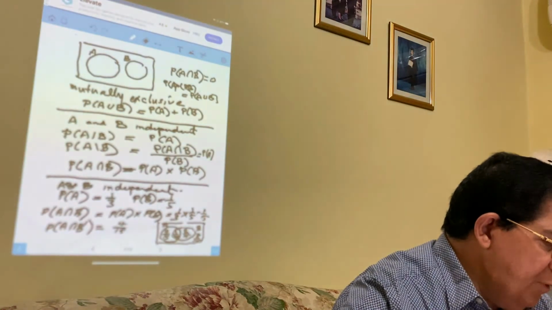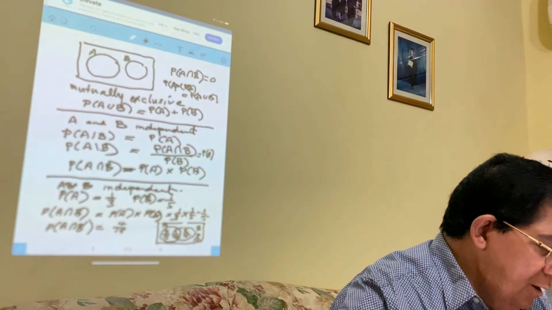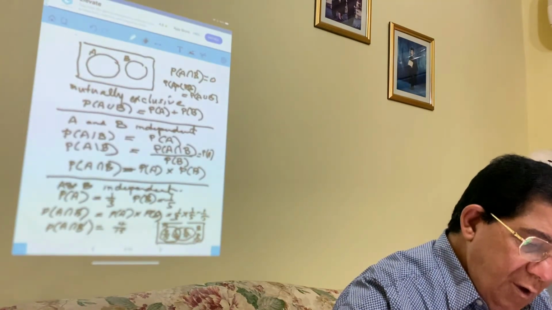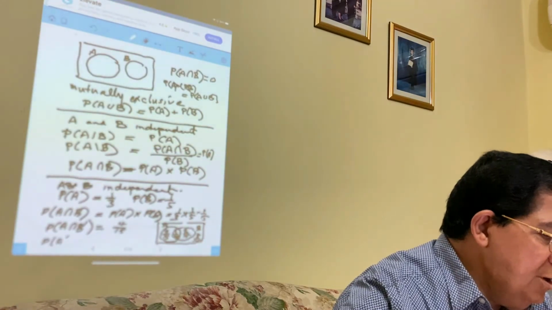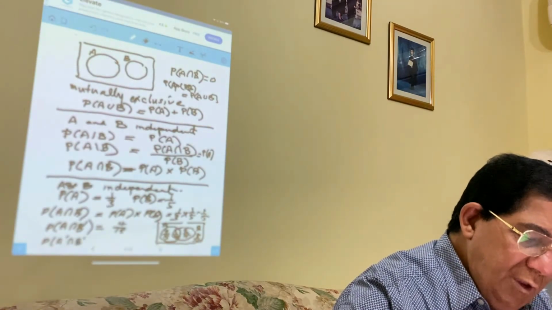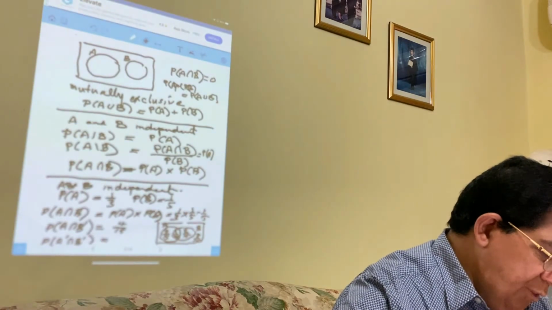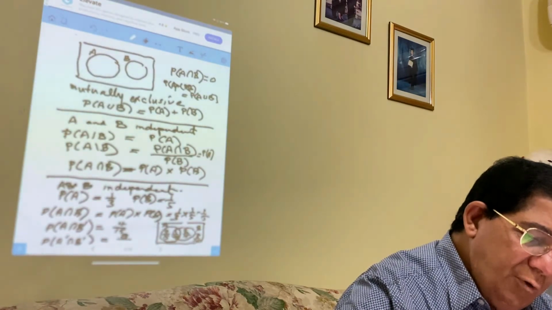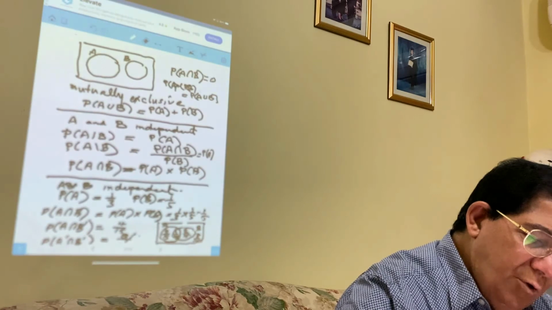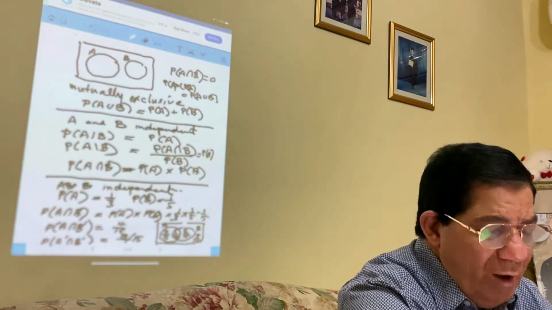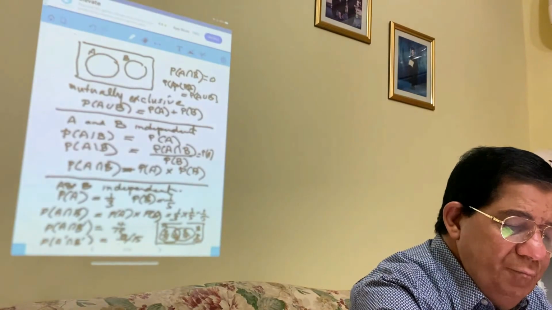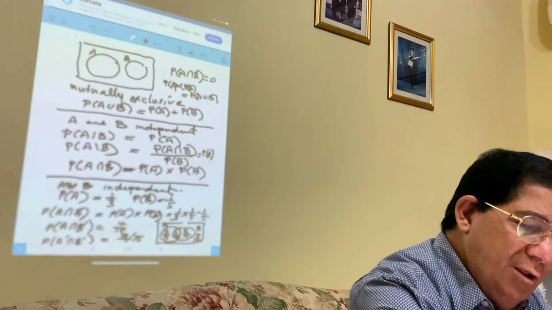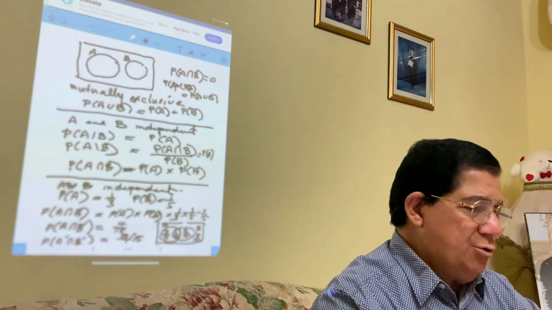And if we asked another question, what is the probability of A dash intersection B dash, meaning the area outside the two sets, that is 8 over 15. Once we get the area of the intersection, then we can complete the Venn diagram and answer any question.